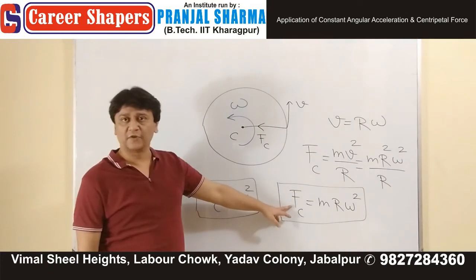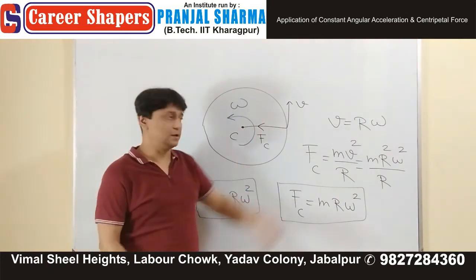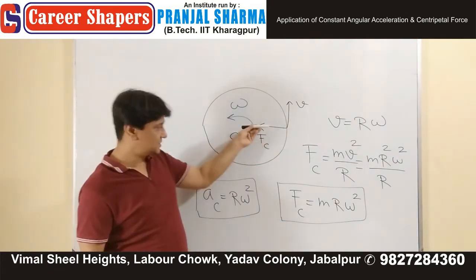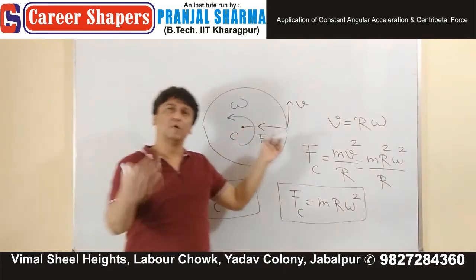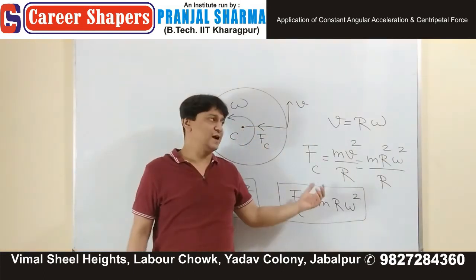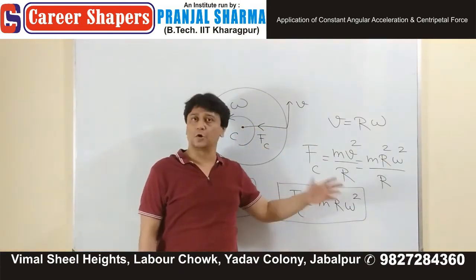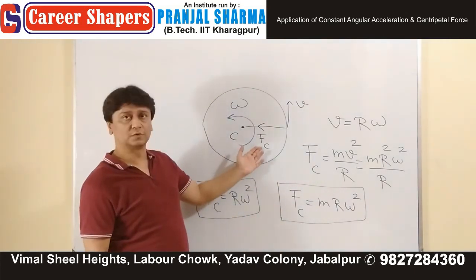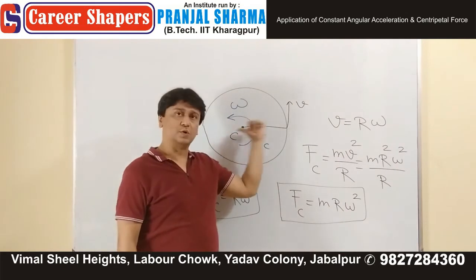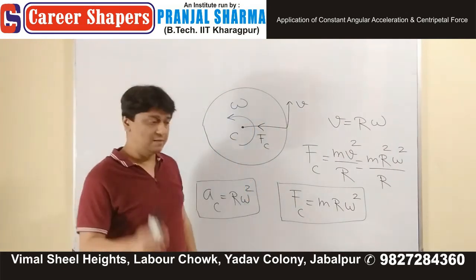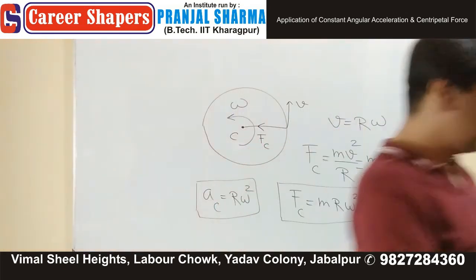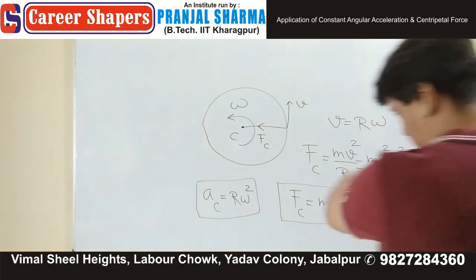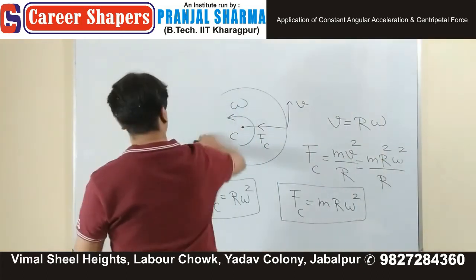What is the name of FC? Centripetal, a force which acts towards the center. Always. You give its magnitude with V or omega, it doesn't matter. This is your centripetal force. It is acting this way only. So remember, even in terms of omega, it doesn't change the direction part.